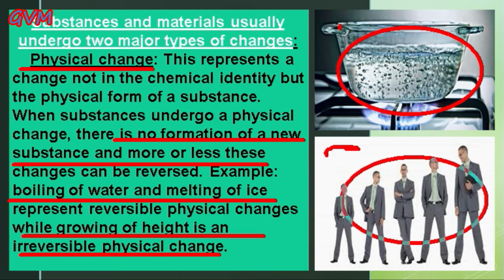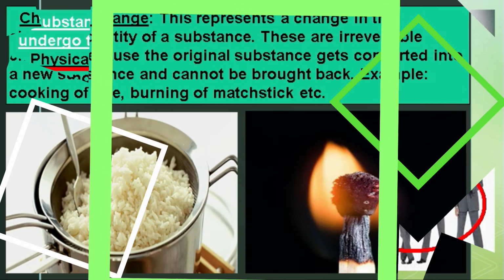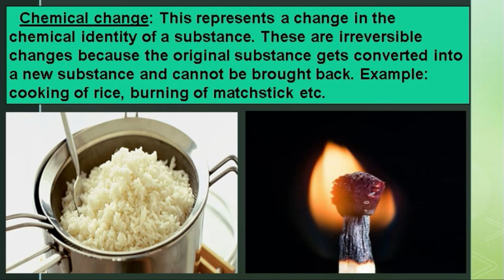Whereas growing of height is also a physical change, but it is an irreversible physical change. Means once height increases, it cannot be reversed. So a physical change can be of two types: reversible physical change and irreversible physical change. Now students, the next kind of change is chemical change.